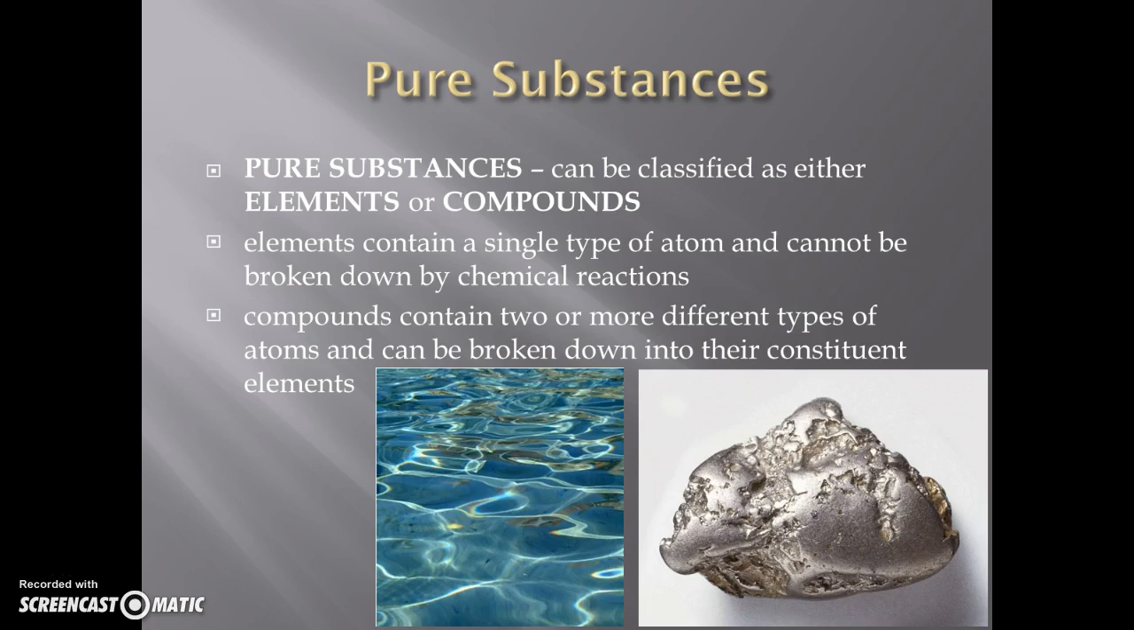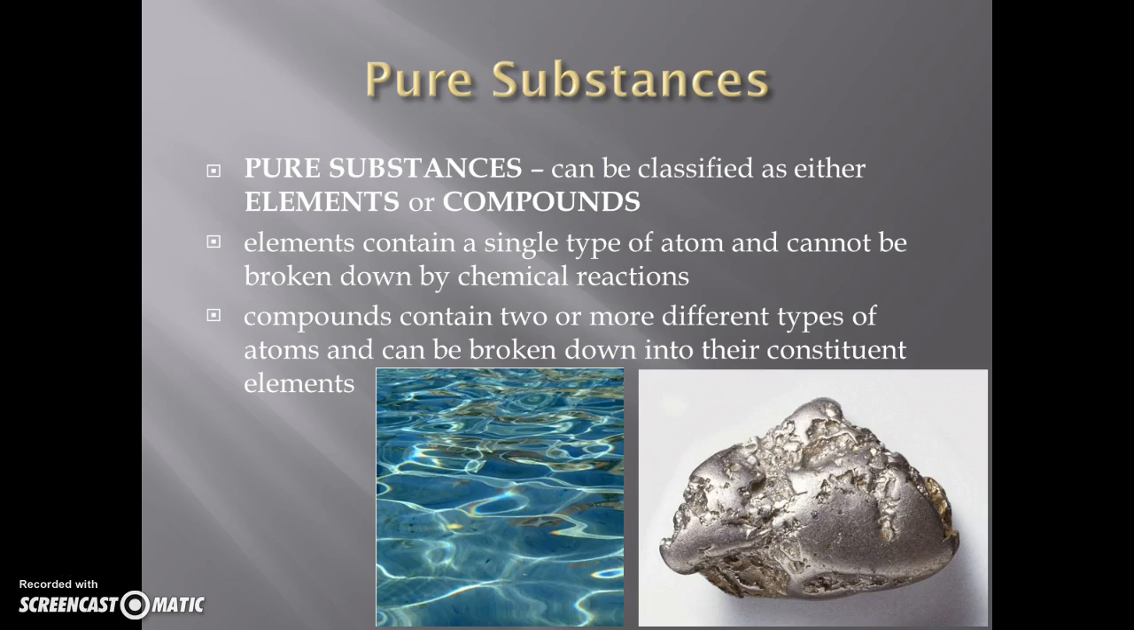All right, let's classify matter. So now we've talked about different changes and different properties, but let's classify things. Let's start with pure substances. These can be classified as either elements or compounds, and a pure substance is just something that contains a single type of particle. An element contains a single type of atom. Compounds contain two or more different types of atoms that are combined chemically, right?